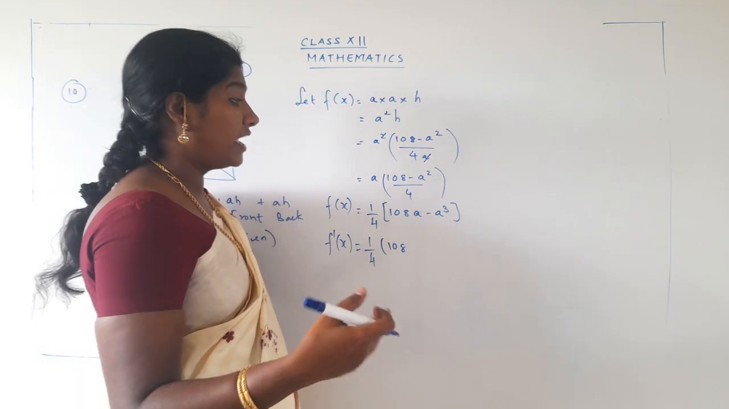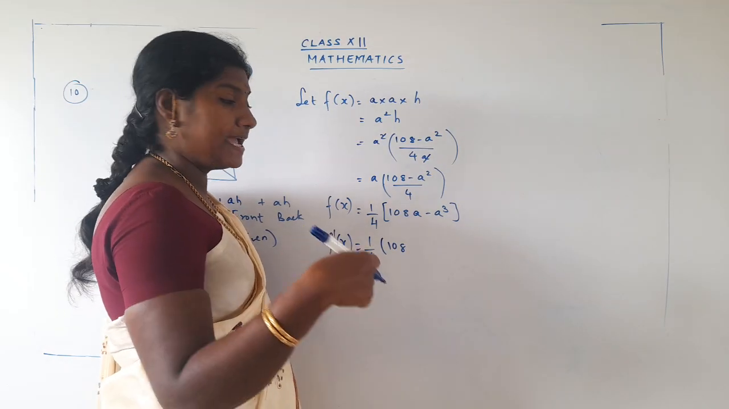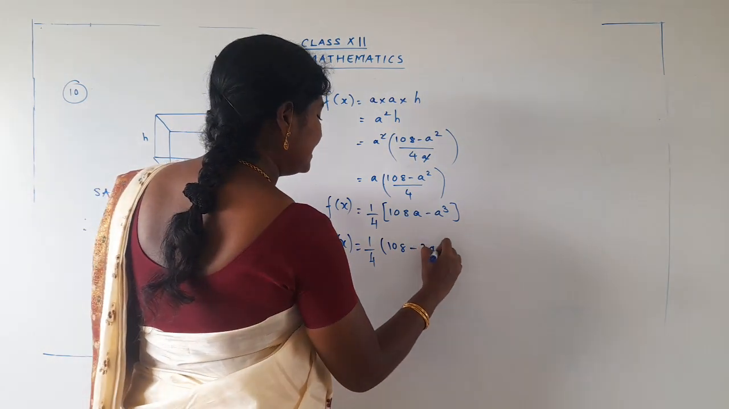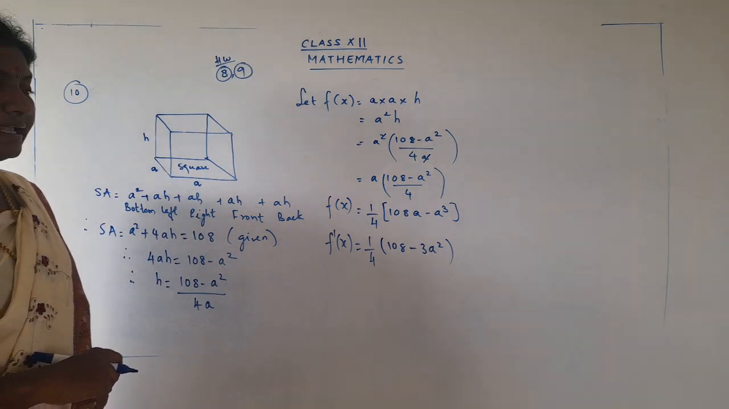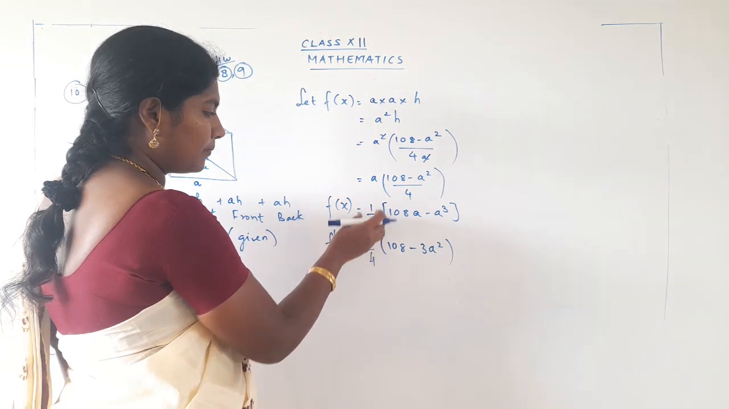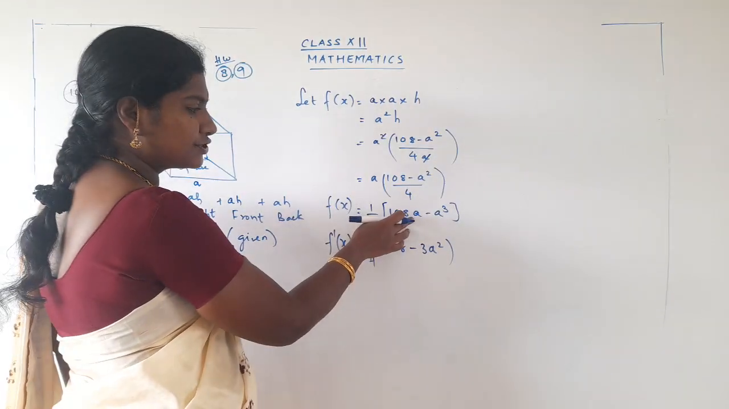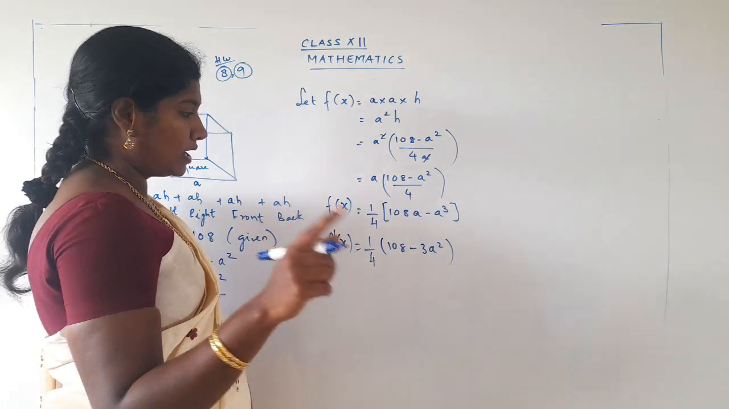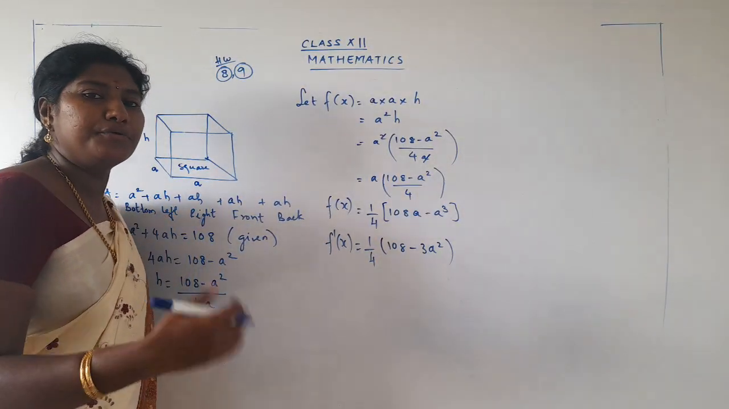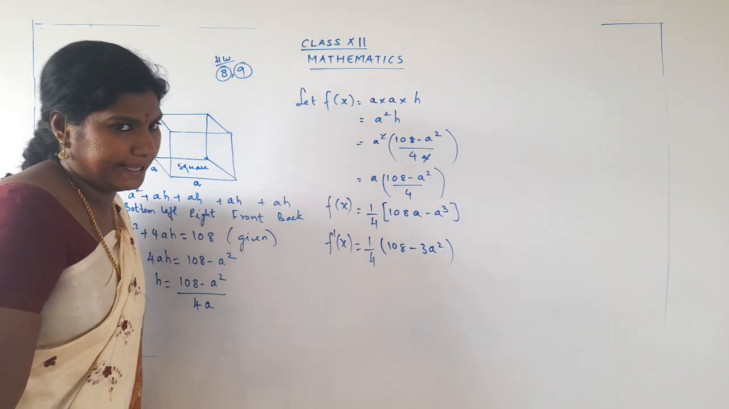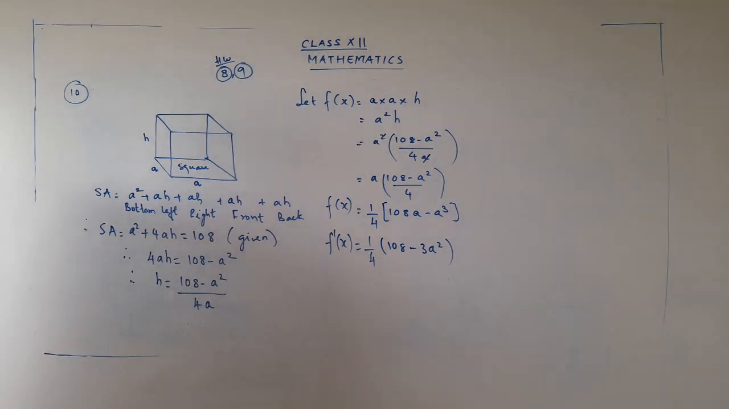So what is the derivative of a cube? It is 3a square. So I get here minus 3a square. See here, I have found the derivative. I get here 1 upon 4, I am just going to keep it as it is. Derivative of a is 1. So 108 minus 3a square. Now we are doing differentiation with respect to a. So f dash x is equal to 1 upon 4 into 108 minus 3a square.